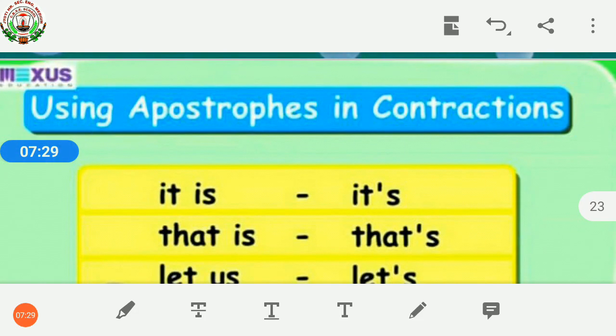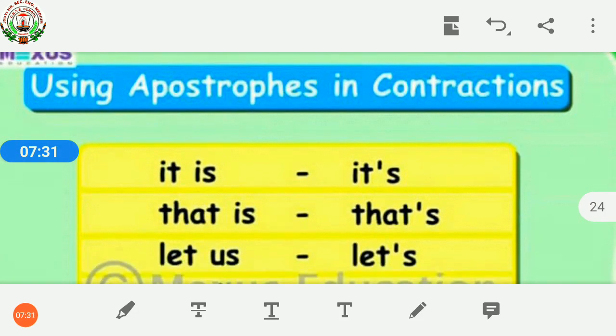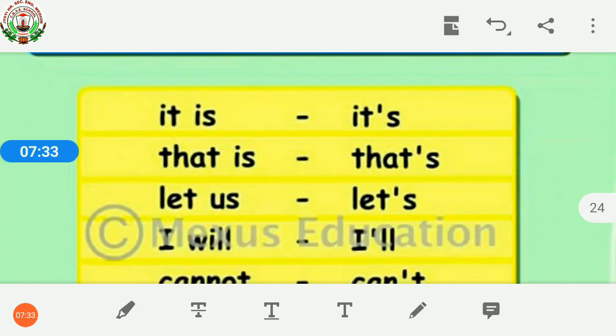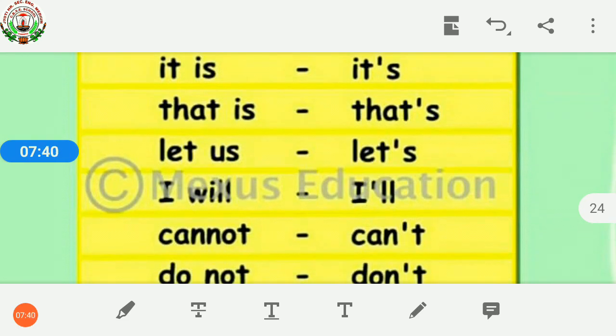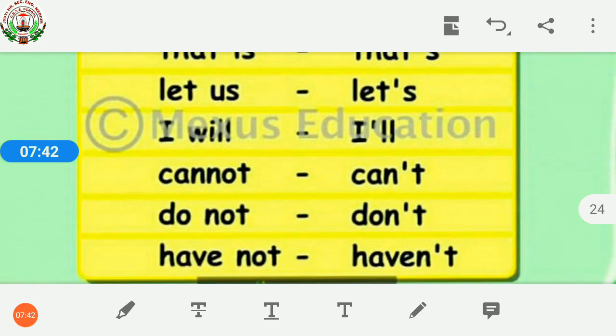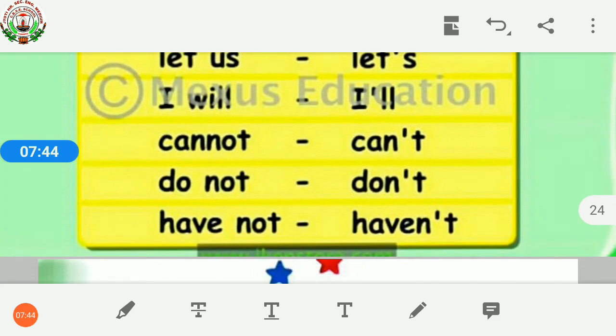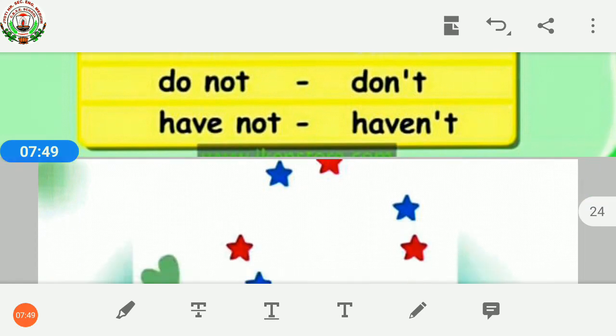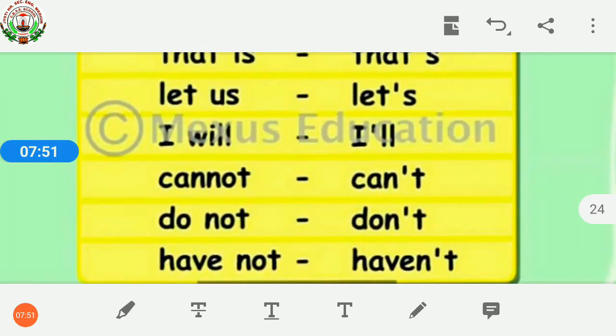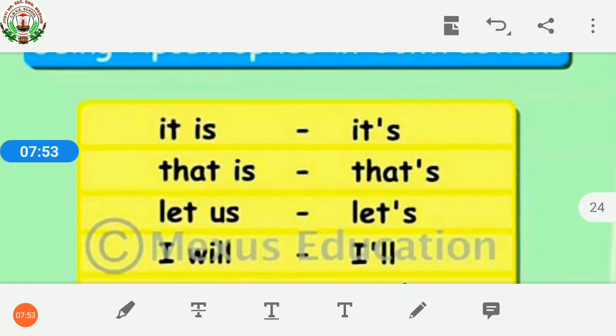Some more examples of contraction of word by using apostrophes are: it is has turned to it's. That is has turned to that's. Let us, let's. I will, I'll. Cannot, can't. Do not, don't. Have not, haven't. So children, I hope you have very clearly understood the uses of apostrophe in English writing, that is to show the ownership, and second one for the contraction of words.